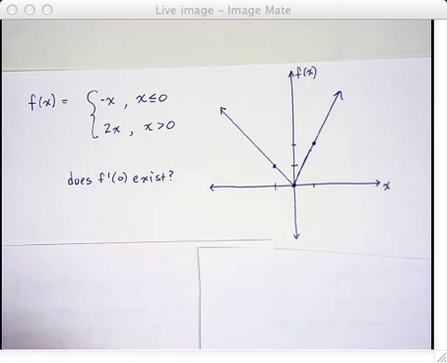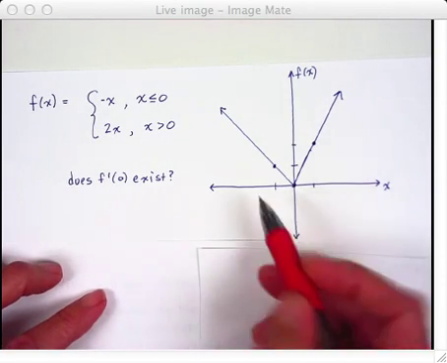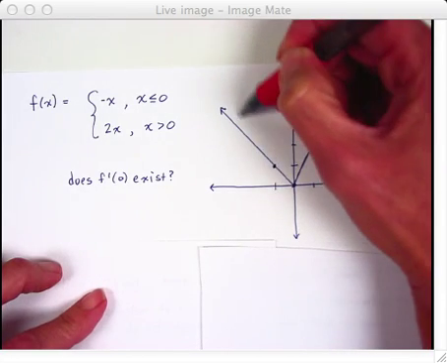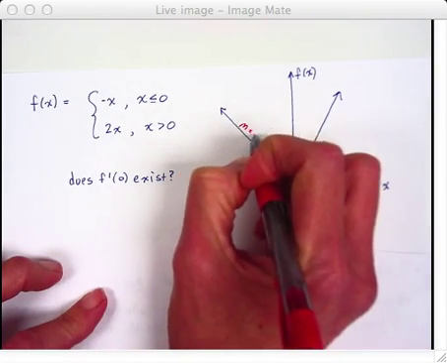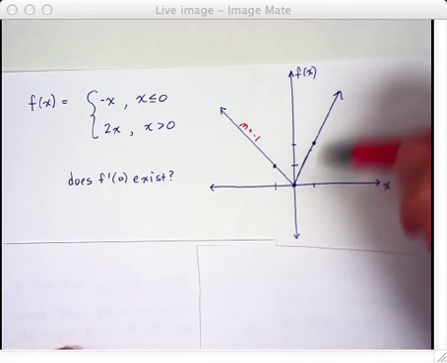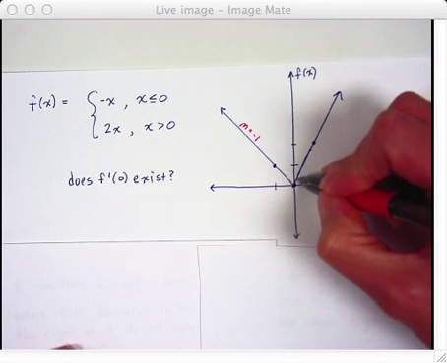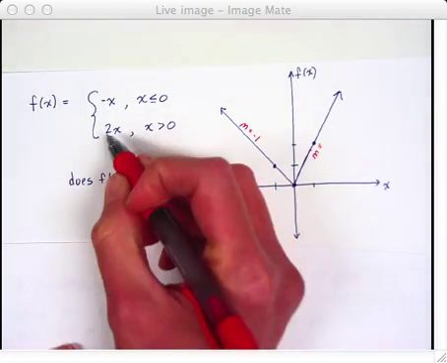Well, remember that the derivative represents the slope of your curve at particular x values. Well, from x equals 0 to the left, the slope of this segment or this ray right here is negative 1. And the slope to the right here, because it's a line, it's linear, the slope is 2.